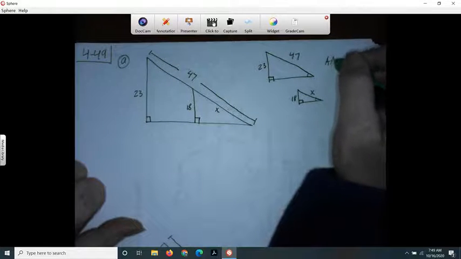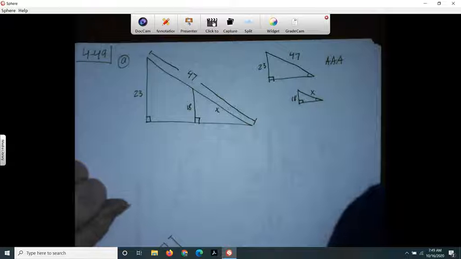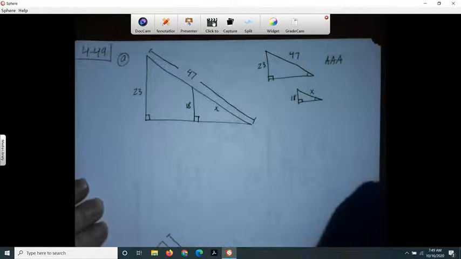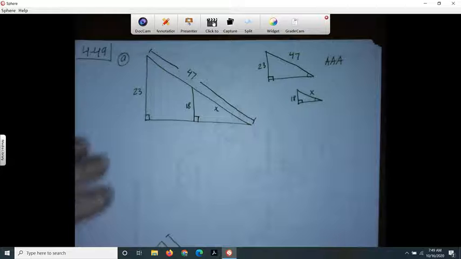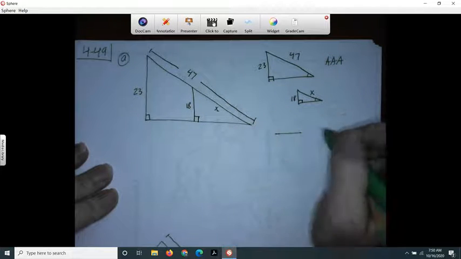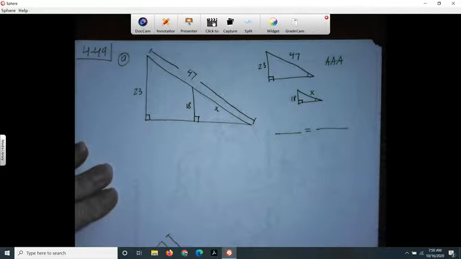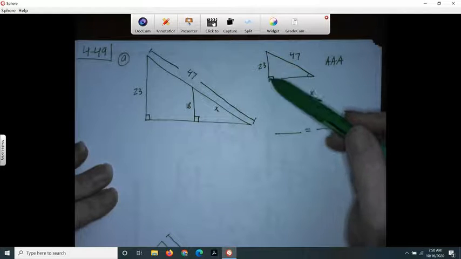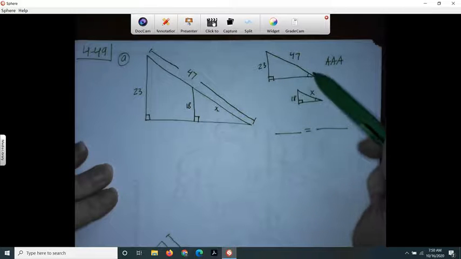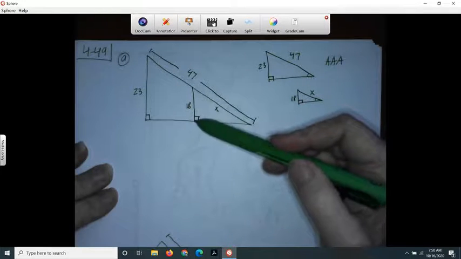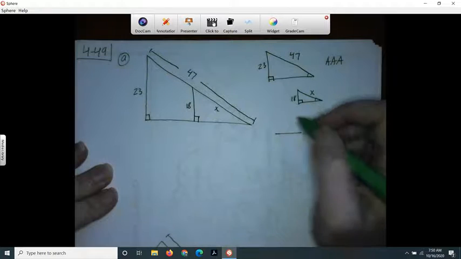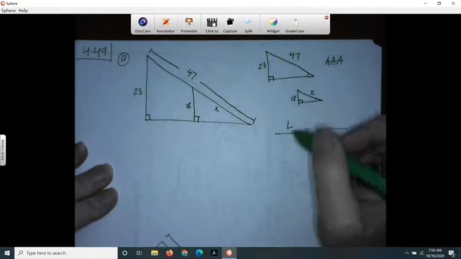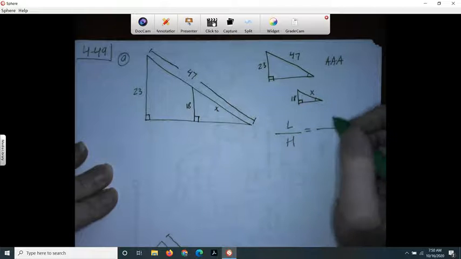That means we can write a proportion for them, because one of the main things that you learn in geometry or Integrated 2 about triangle similarities is that the corresponding sides are proportional. A proportion would be like a fraction. This left-hand side right here, I'm going to call the short leg, because it's got a short leg and a long leg and a hypotenuse, and this one also has a short leg and a long leg and a hypotenuse. So I'm going to say the leg of the big triangle is to the hypotenuse of the big triangle, as the leg of the little triangle is to the hypotenuse of the little triangle.